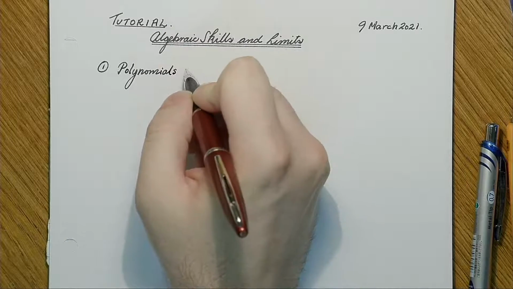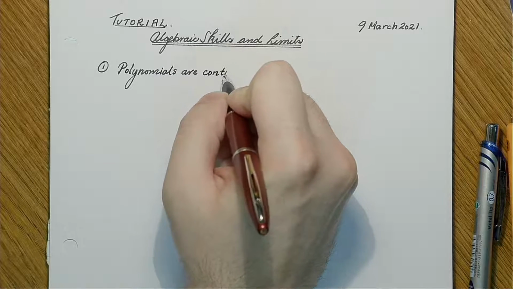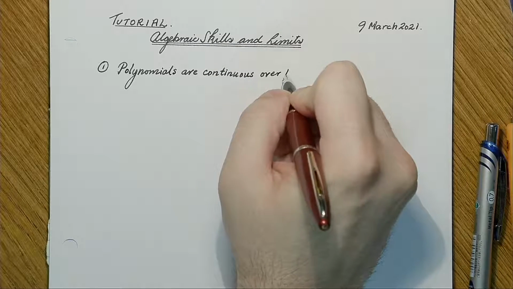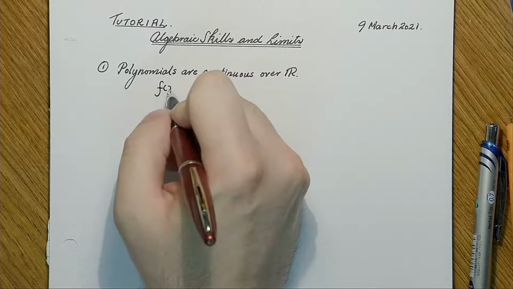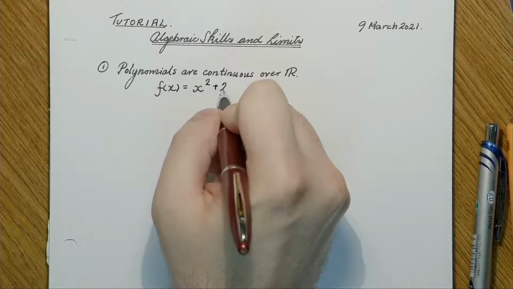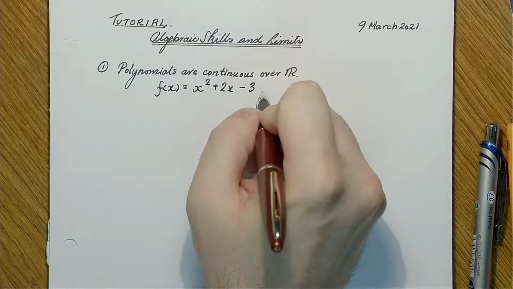answer that. So let's just recall a couple things that I've taught previously. We said that polynomials are continuous over the reals. So what is a polynomial? Well, here's an example of a polynomial right here. So I have x squared plus 2x minus 3.